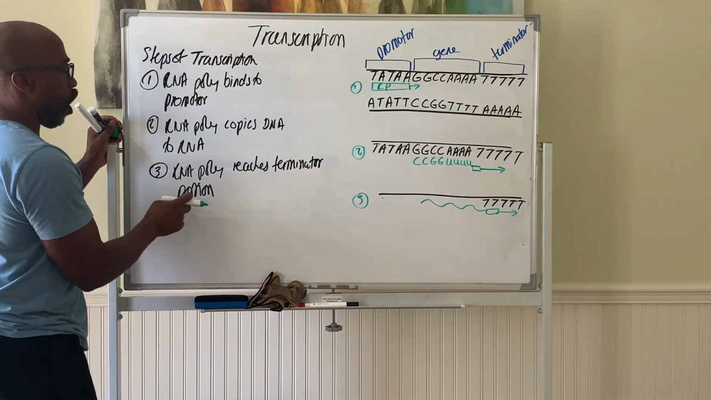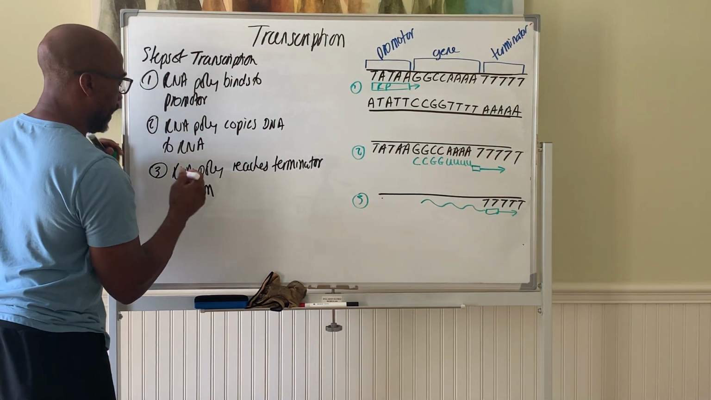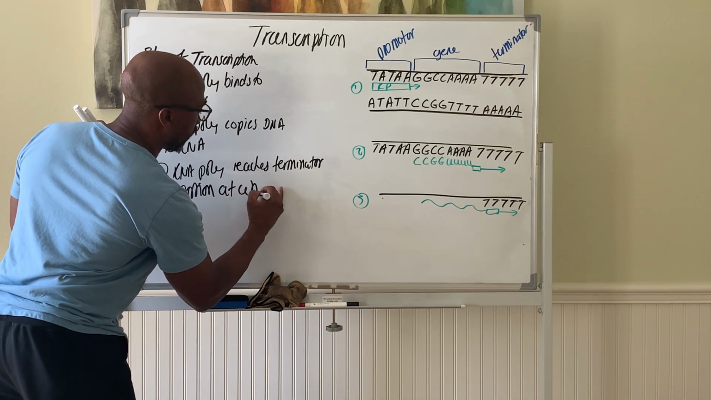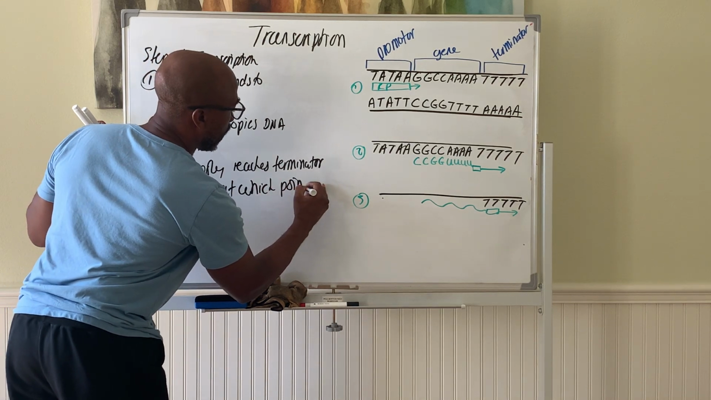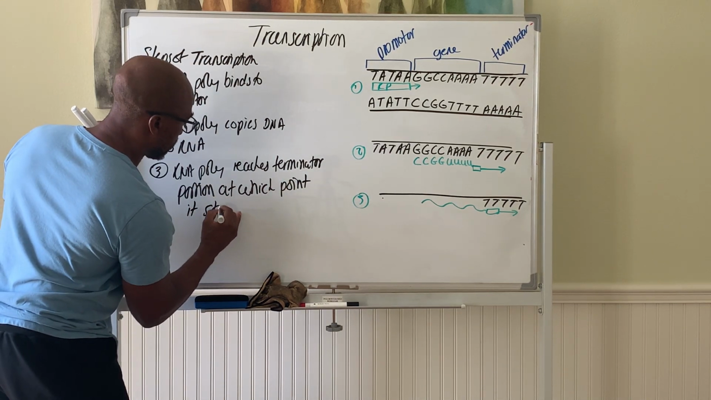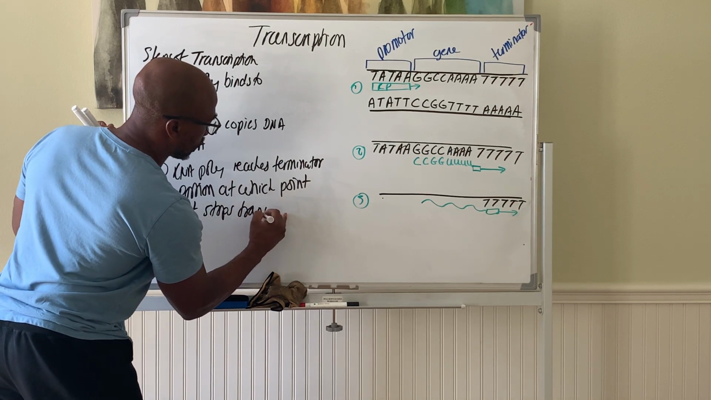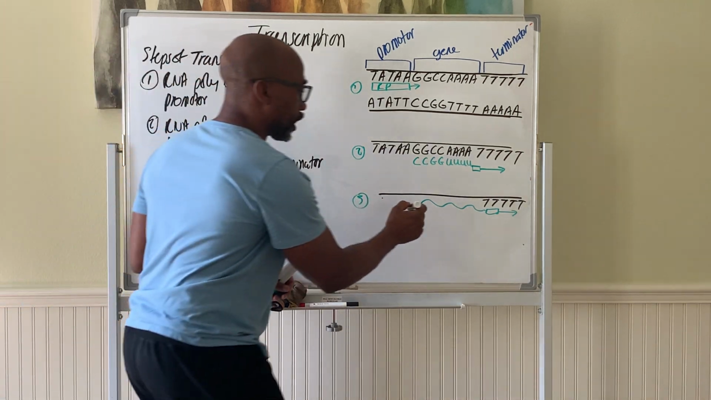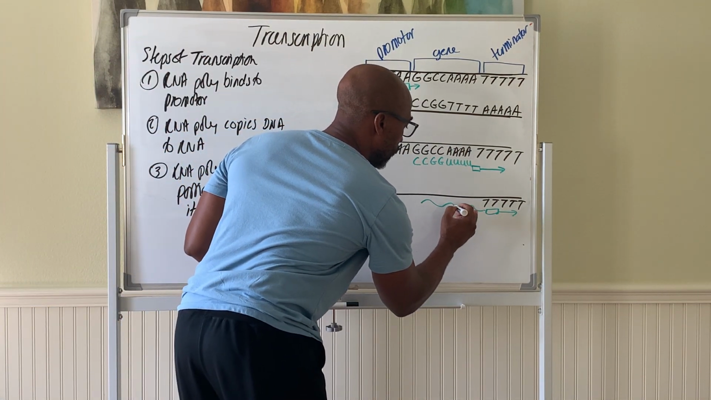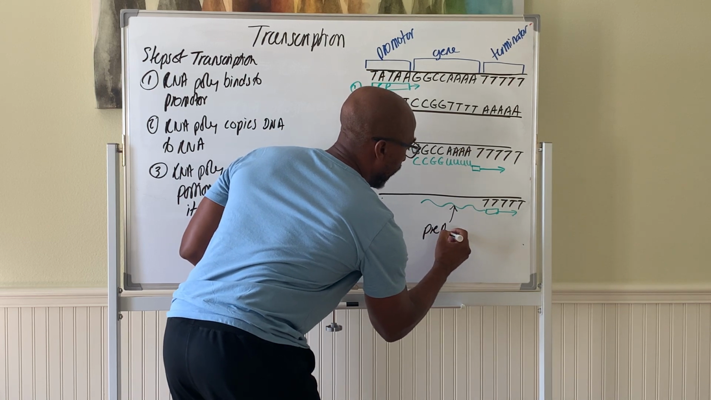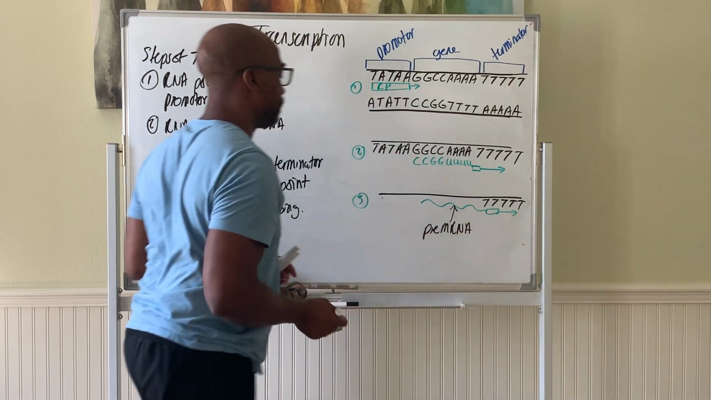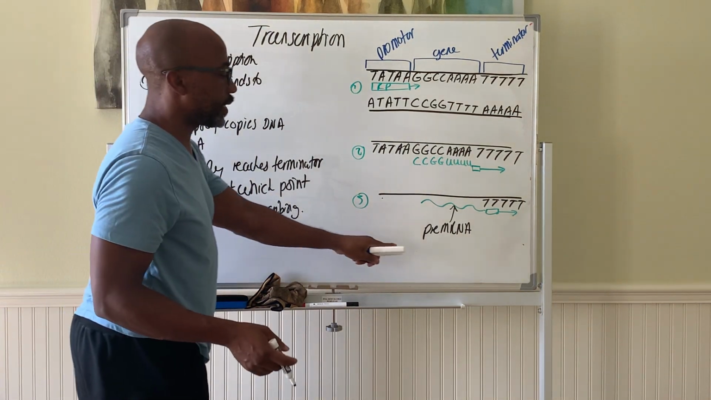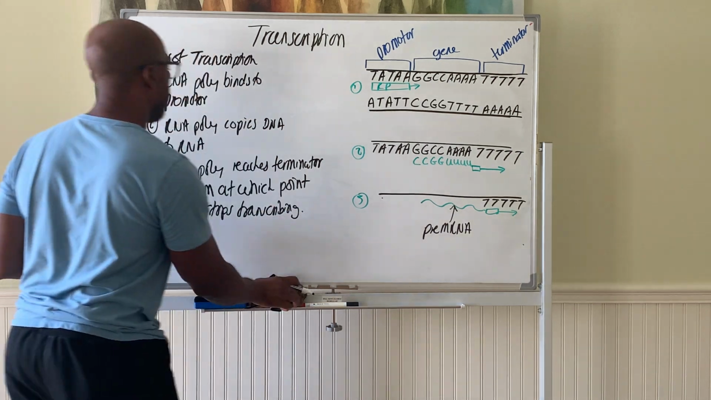So at step 3, RNA polymerase reaches the terminator portion and stops transcribing. Okay. So now this thing that's formed is called your pre-mRNA. So let's look then at how the cell deals with the pre-mRNA.